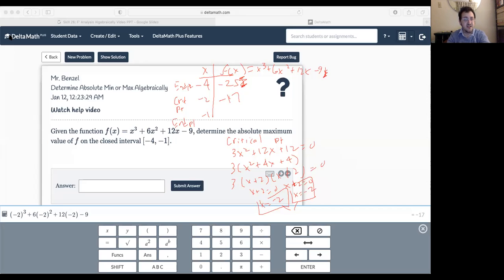And then I also like to try -1. So I'm going to try that. And that's going to be -16. So this happens to be the largest number. So this would be your absolute maximum. And it's just asking us for the maximum value of f in the closed interval.